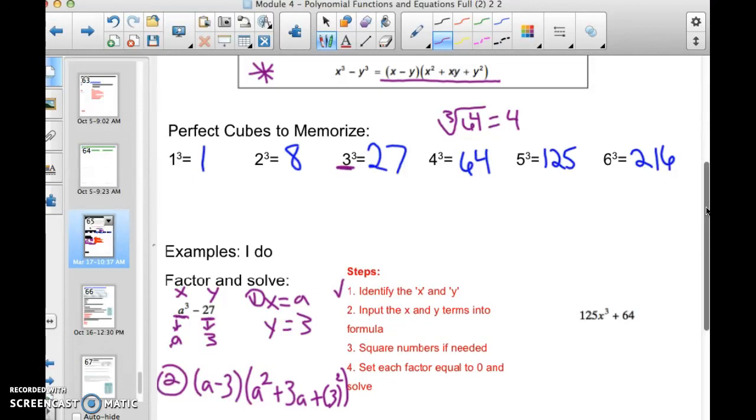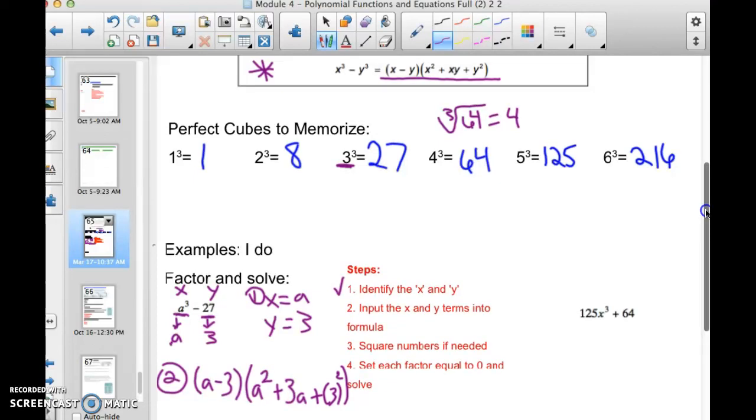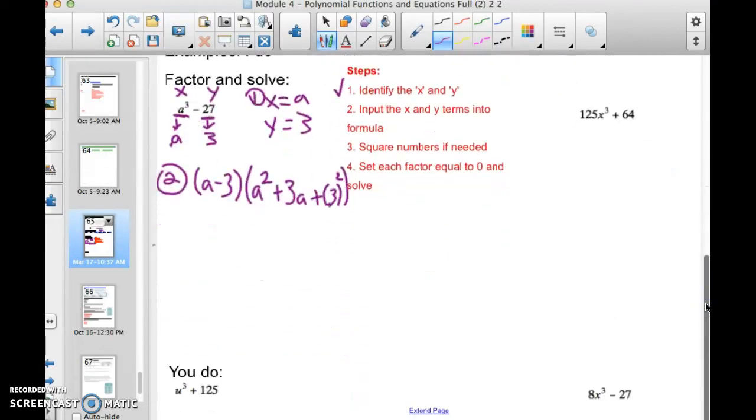Y squared, 3 was my y, so I put 3 in parentheses squared. I could have jumped to 9, but I just wanted to show you that thought process. So I'm going to rewrite everything: a minus 3 times a squared plus 3a, and then I actually have to do this math. 3 squared is 9, so plus 9. I have factored it.